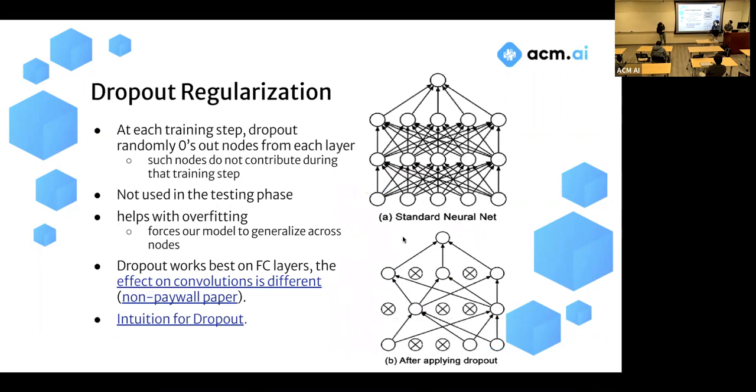And then this dropout regularization technique is also very popular among convolutional networks. What dropout regularization basically does is it prevents the model from overfitting. So imagine this is just a regular neural network.